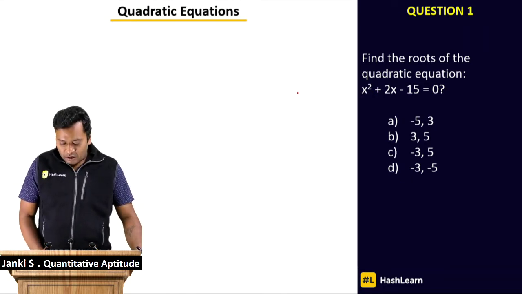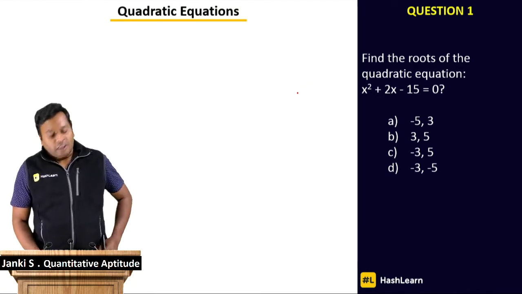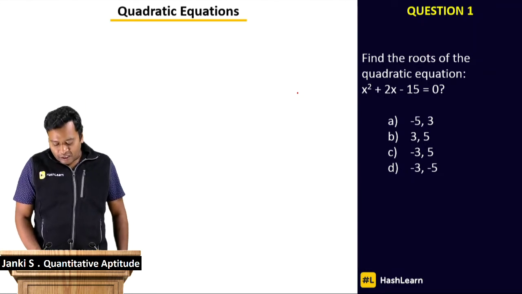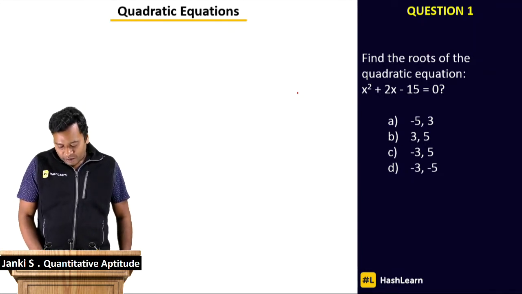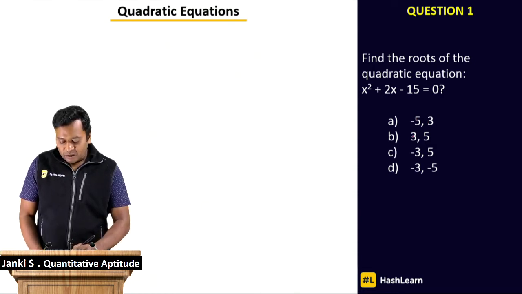Right, first question: find the root of the quadratic equation x square plus 2x minus 15 is equal to 0. You can do two things, or else directly insert the options and check if you don't know the format. So let's directly insert the options. Now what is the condition? I have two types of values, right, so -5, 3 and 5. So let's insert -5 and check.